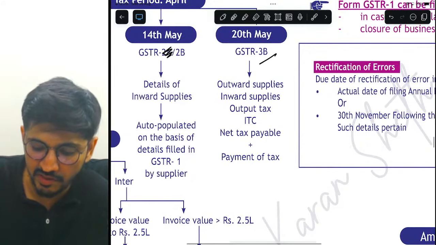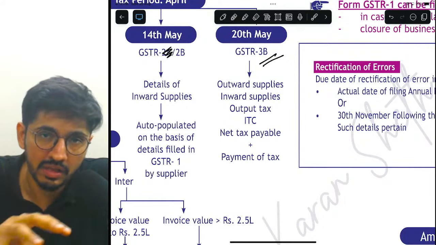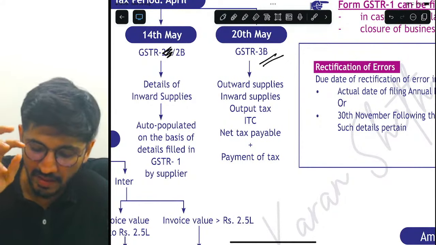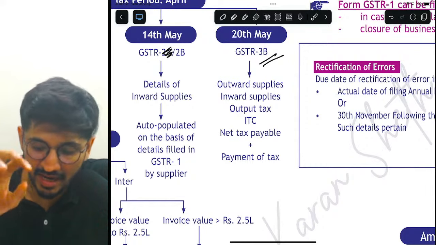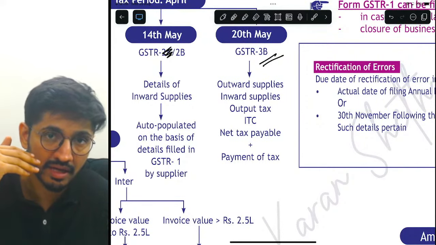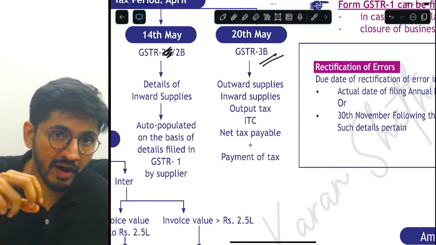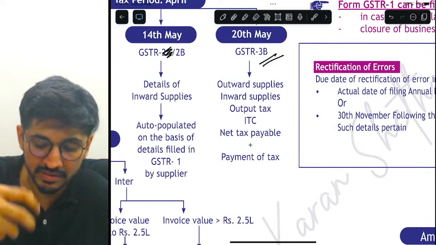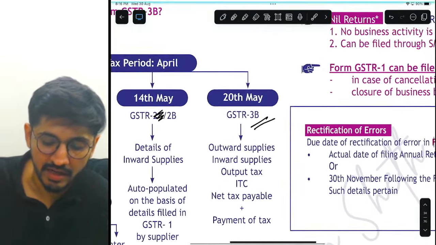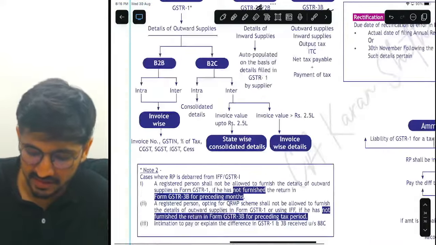Now, on 20th May, in GSTR 3B, you will be filing all the details: outward supply, output tax, inward supply, ITC, and then you will eventually get to net tax payable, and then you will finally pay the tax on the same day on which you file GSTR 3B, that is 20th May. Perfect. Yeah, makes sense.